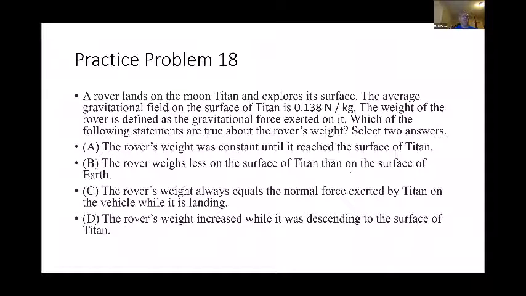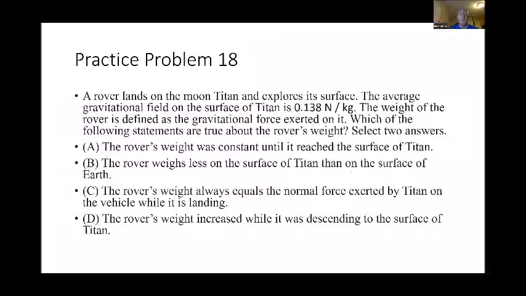So here, our rover lands on the moon Titan and explores its surface. The average gravitational field on the surface of Titan is 0.138. The weight of the rover is defined as the gravitational force exerted on it. Which of the following statements are true about the rover's weight? All right, so the rover's weight was constant until it reached the surface of Titan.